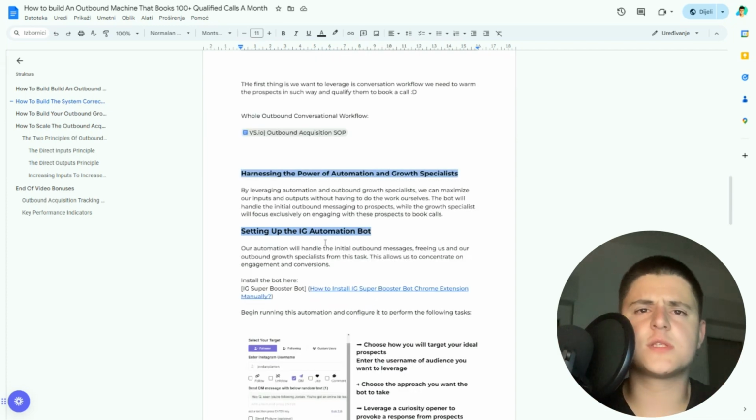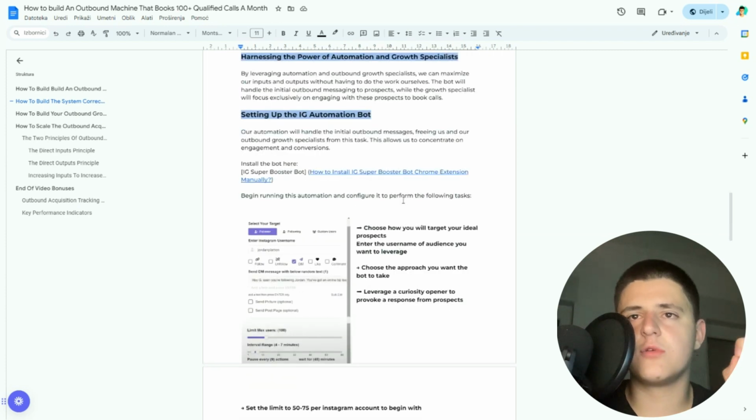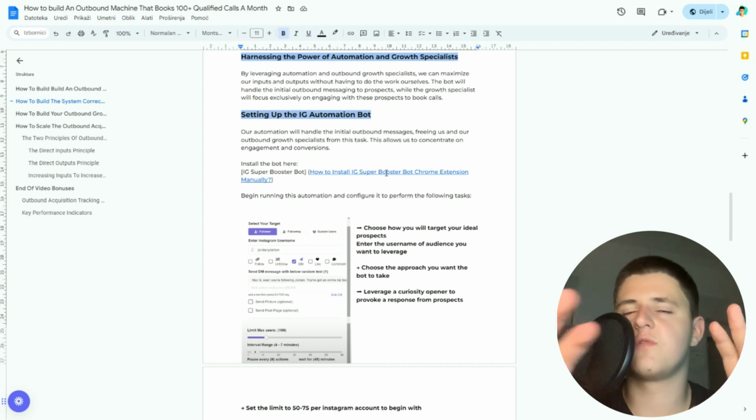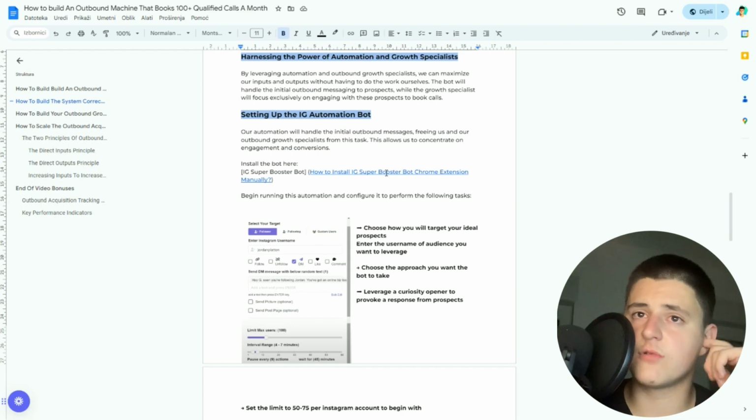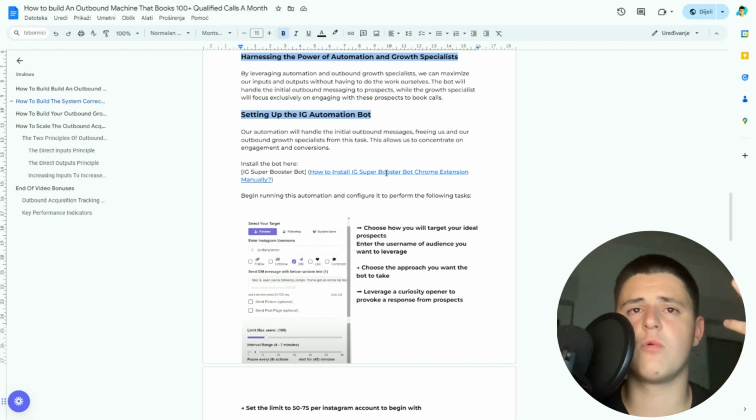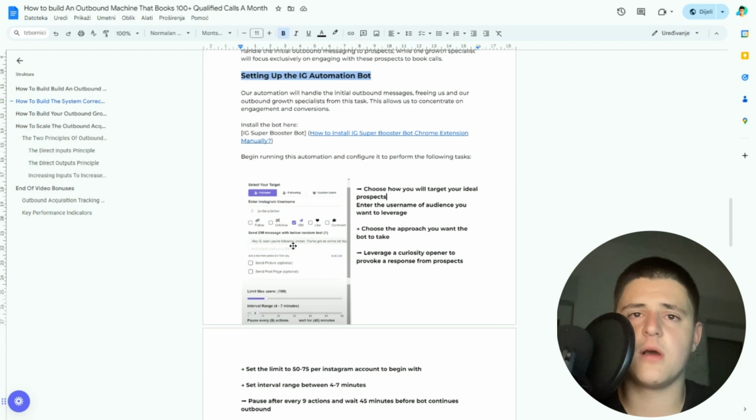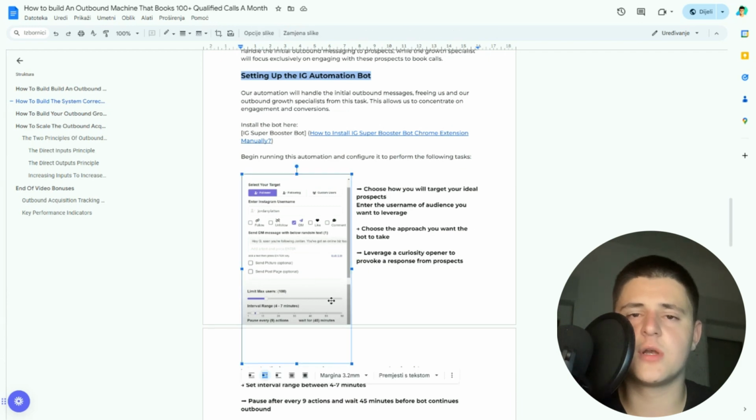How we're going to set up this bot is actually very easy. I gave you step by step. So here is the link to the bot. You just open this and follow the instructions on the site. How to install this bot, it's easy. I won't explain it to you right now. You need to run this automation and configure it like I showed you here in this picture.